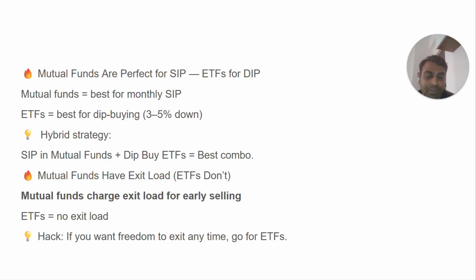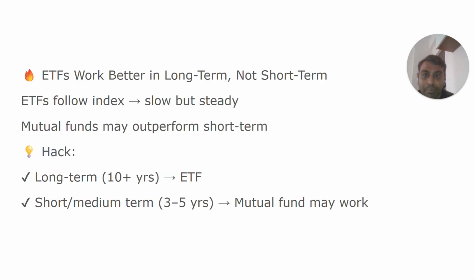Using this buy-on-dip strategy, you will get better return compared to your mutual fund. So mutual fund has an exit load, but ETF doesn't have an exit load. If we exit from a mutual fund before 1 year, it will charge 1 to 2%. But in case of ETF, there is no exit load. If you want freedom to exit anytime, go for ETF. That is simple. ETF works better in the long term, not in the short term.